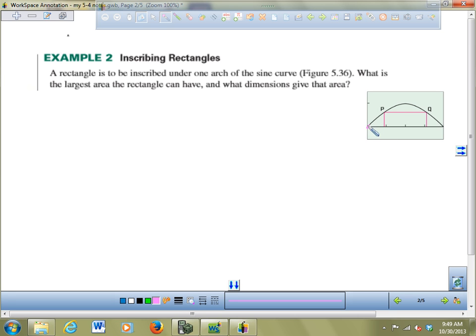So if this is one arch of a sine curve, what would this point be? 0. Let's just do the first arch of the sine curve, okay? You could use other arches, but this is the better arch, right? So what would this point be in a sine curve? Pi. Do you guys understand that? Because sine goes from 0 to 2 pi. And this point right here, we're going to call x. So this point up here is going to be x, comma, what? How do I find the y value if this is a sine curve?